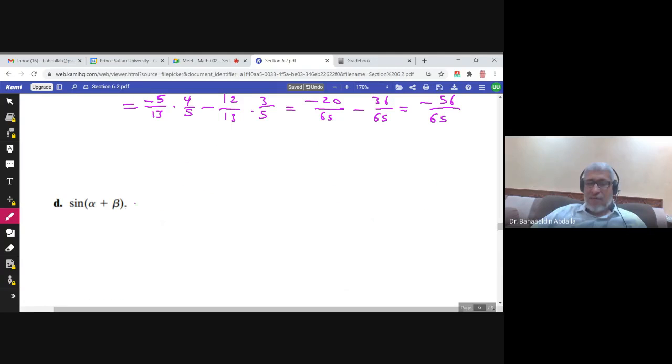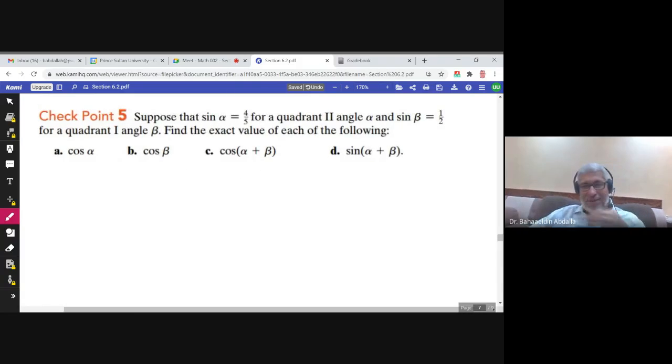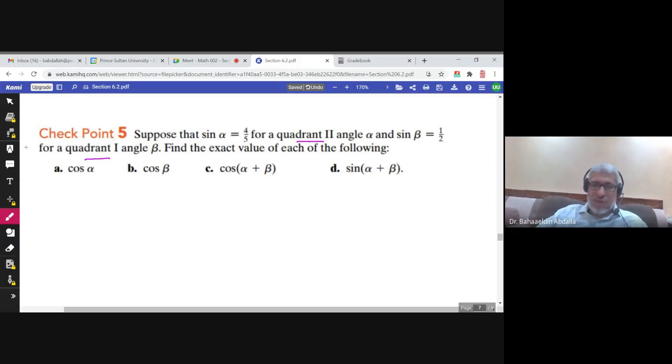Please find sine alpha plus beta similarly using the formula of sine alpha plus beta, which is sine alpha cosine beta plus cosine alpha sine beta. Another question, same question, okay? And alpha is in quadrant 2 and beta is in quadrant 1. So this is exactly the same as the previous one. So please also do it at home.